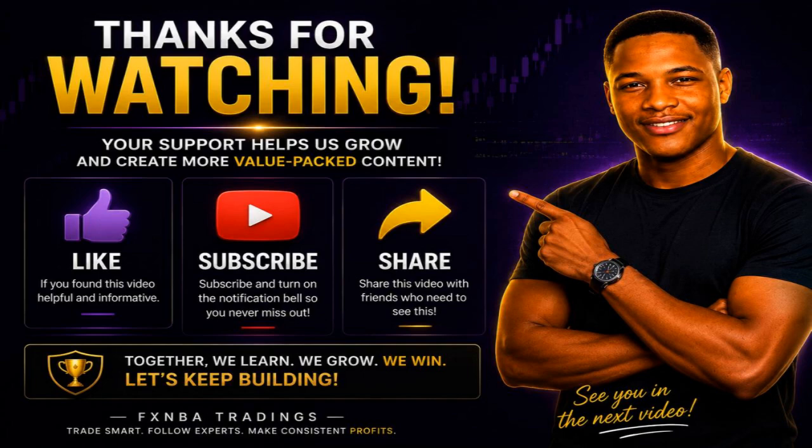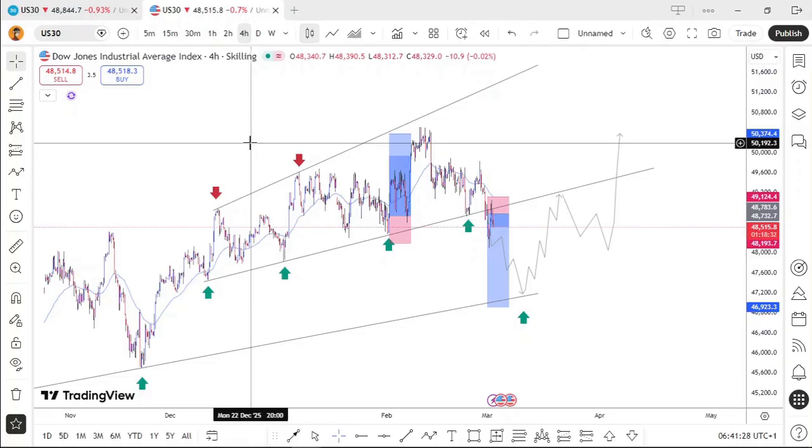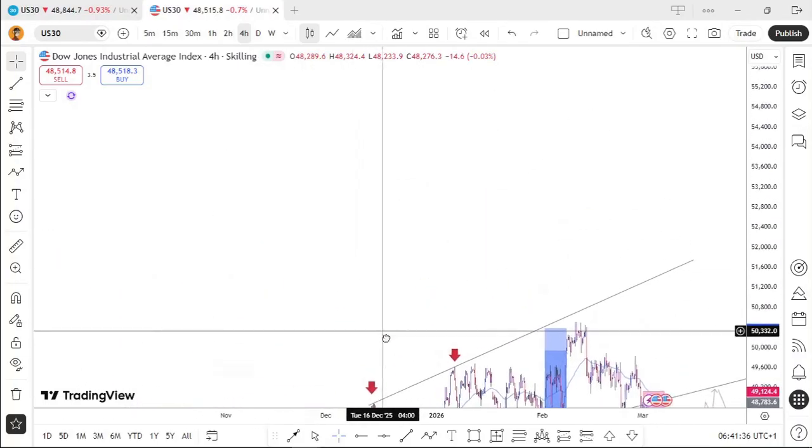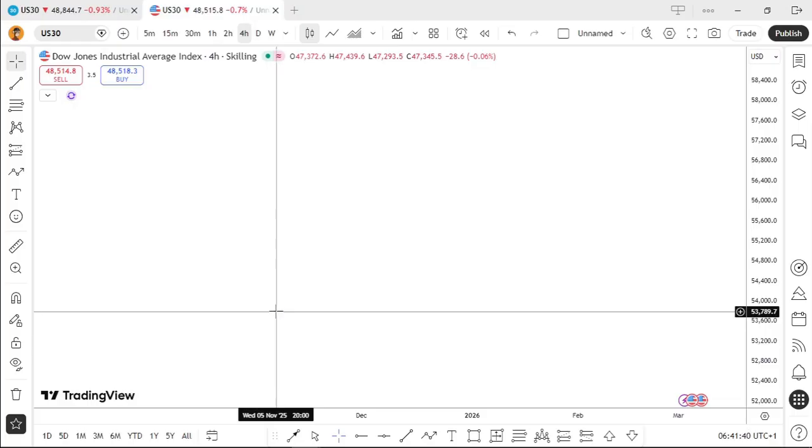So today I'm going to be giving a practical lecture on market structure. When we talk about market structure, it is the study of market behavior. When we say the study of market behavior, basically, how the markets behave.